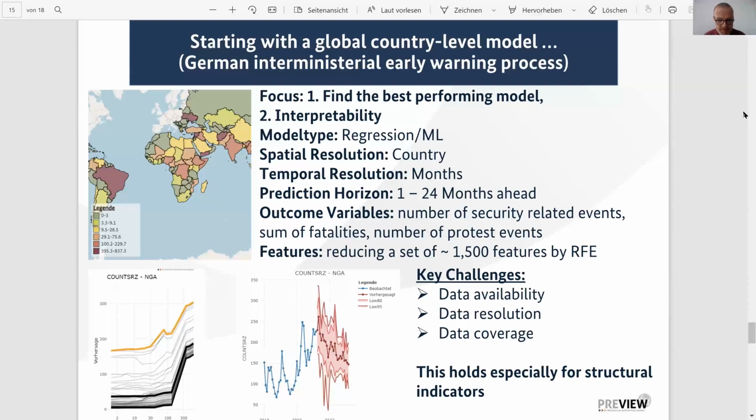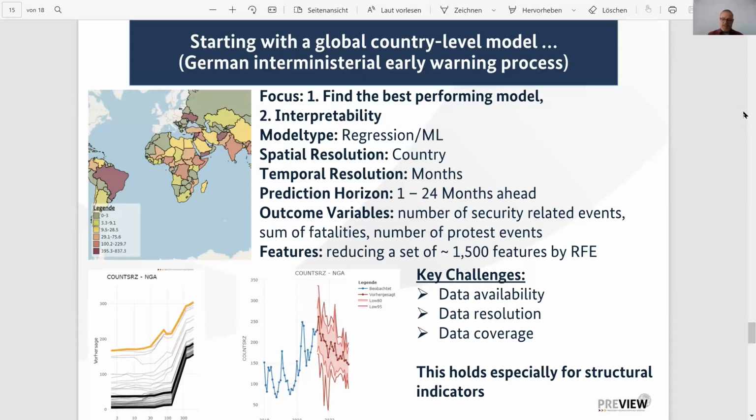So my name is Thomas, and I'm more or less responsible for the modeling approaches here in the Federal Foreign Office. And what we implemented is a two-step approach. You can divide both approaches. One is more or less process-driven, and the second one is more or less driven by the political stakeholders. What I will focus on first is the process-driven approach, and the process is the German interministerial early warning process.